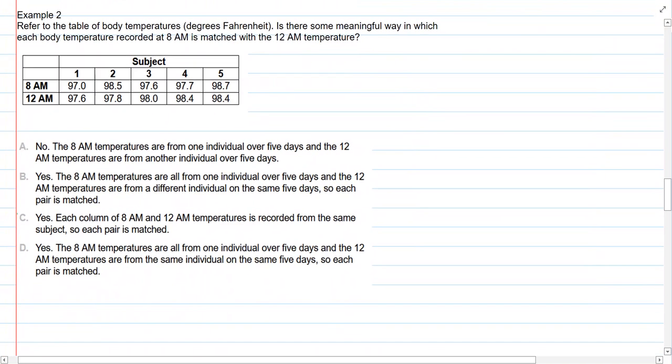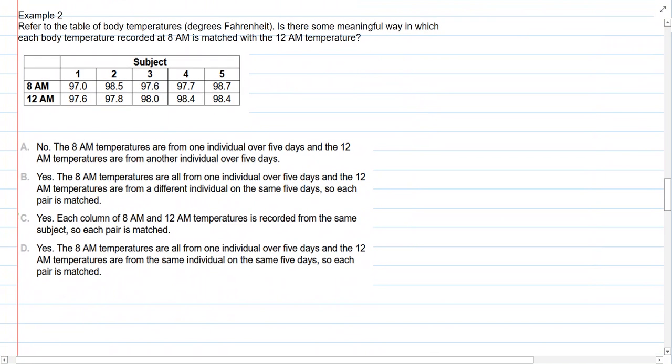So let's look at some math here. Well, no, it's just a table, and see what we can see regarding the information and the analysis of this data. All right, so let's look at that. Refer to the table of body temperatures, degrees in Fahrenheit. Is there some meaningful way in which each body temperature recorded at 8 a.m. is matched with the 12 a.m. temperatures? All right, well, is there?